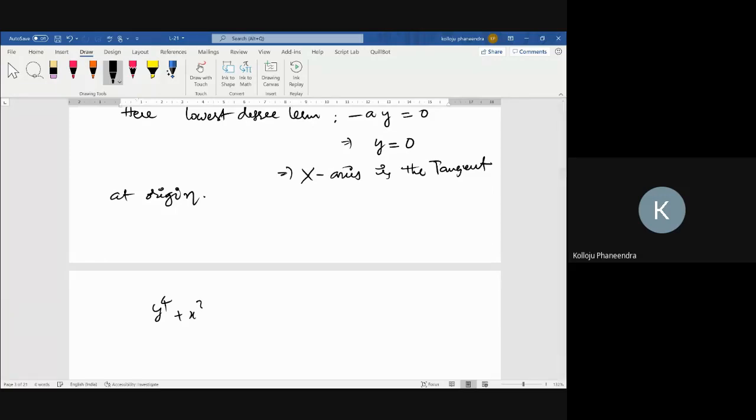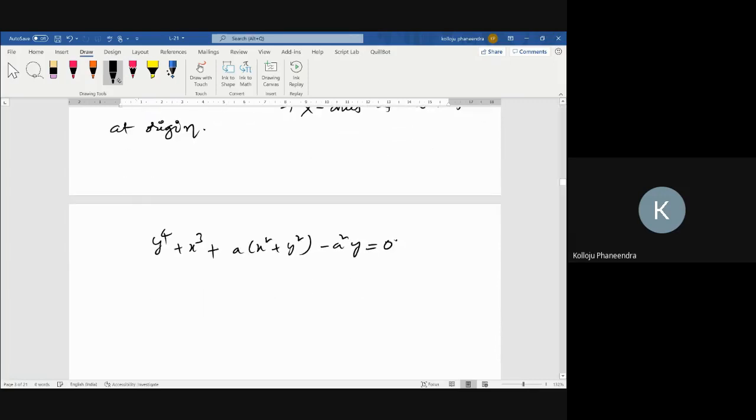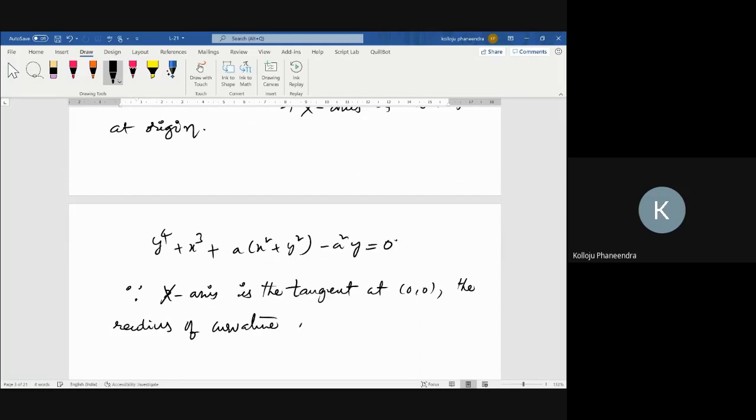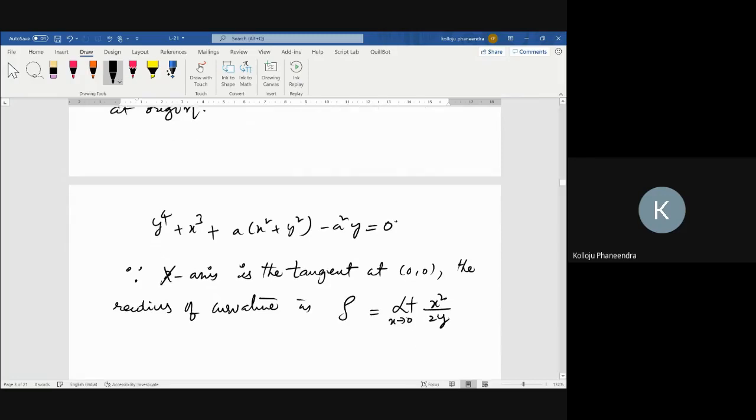Okay, now what is the given equation? y power 4 plus x cube plus a into x square plus y square minus a square y equal to 0. And what is the formula? Since the x-axis is the tangent at the origin, what is the formula of the radius of curvature? The radius of curvature rho equal to the limit of x square by 2y as x tends to 0. Is it correct? Let me check once again. X tends to 0, x-axis is the tangent, x square by 2y. Right. Okay.